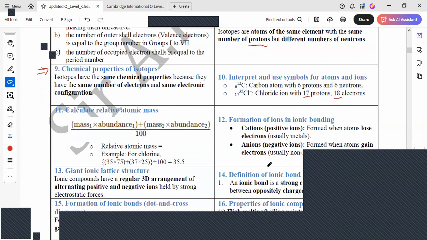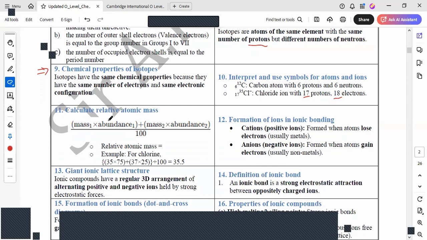Calculate relative atomic mass. How to calculate relative atomic mass? You must have studied the mass spectrometer, a device which is used to measure the relative abundances of different isotopes in a sample of an element. The mechanism of that device is not part of our syllabus.